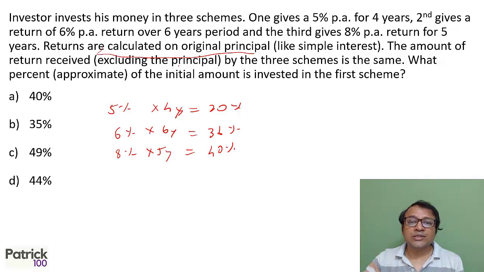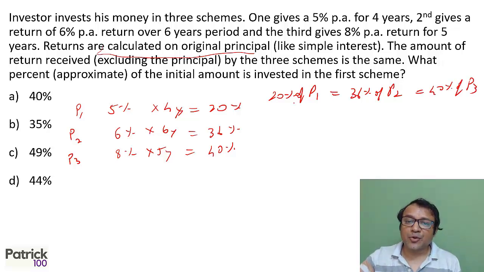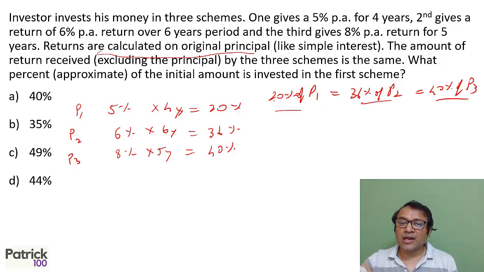The amount returned by the 3 schemes is the same. Okay, so suppose principals P1, P2, P3. So first gives you 20% of P1, which should be equal to 36% of P2, which should be equal to 40% of P3. So when such a case is there, the product is constant and you know one term. So you have to reverse it. So P and the percentage are inversely proportional.